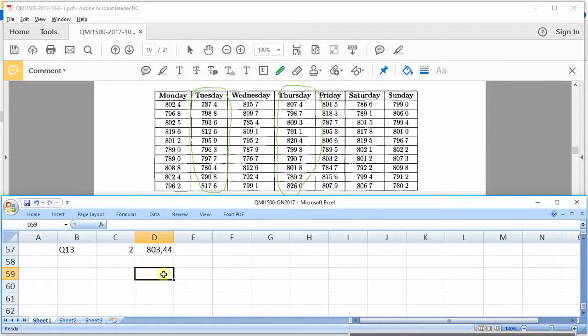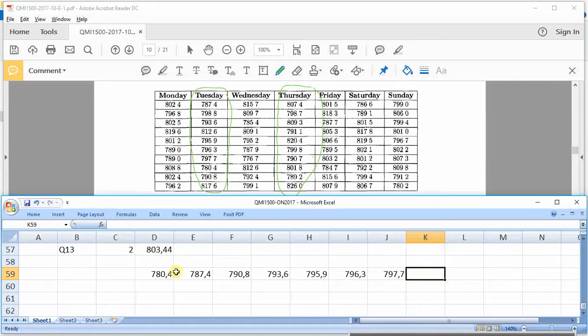Okay, what's the smallest figure? 780.4 is the smallest. Alright, next figure, 787.4. After that would be 790.8. Next number, 793.6. Then 795.9. 796.3. What else? 797.7.